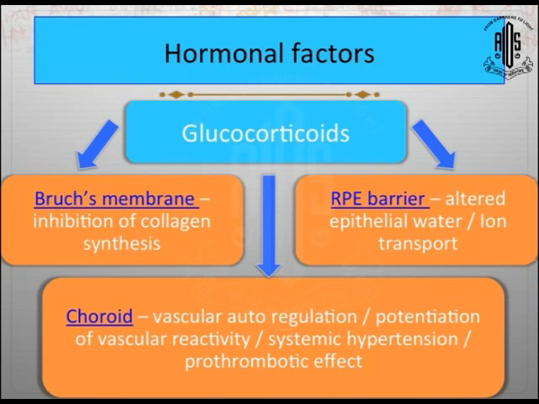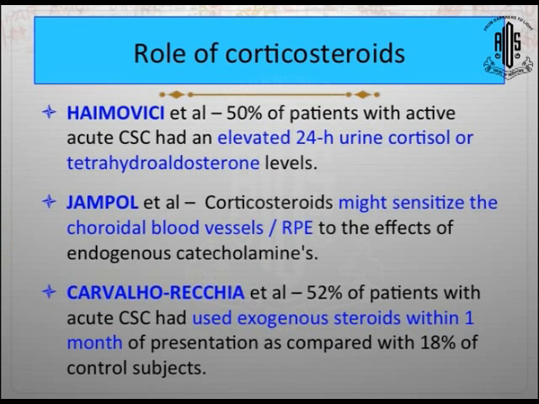Glucocorticoids play a role in affecting all three layers: the Bruch's membrane, the RPE barrier, and the choroid barrier. So it supports basically all three theories. Again, the role of corticosteroids was supported by a lot of people like Hamovicki et al., Jampal et al., and Carvalho-Ricci et al.